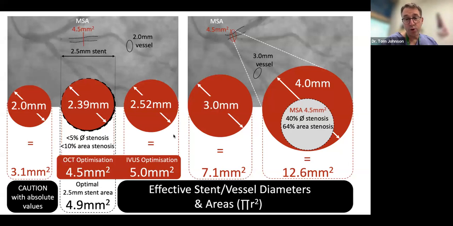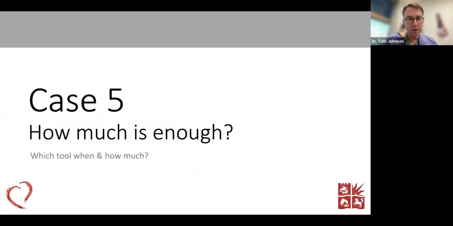And I've been pushing for Abbott and other vendors to start putting the areas on the stent boxes along with the diameters. We should start to have more familiarity with these numbers that we should be trying to achieve for different vessel diameter sizes. But I think that's quite an important consideration.